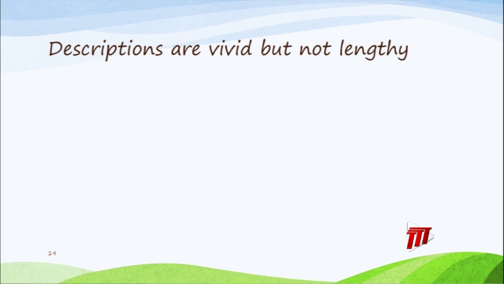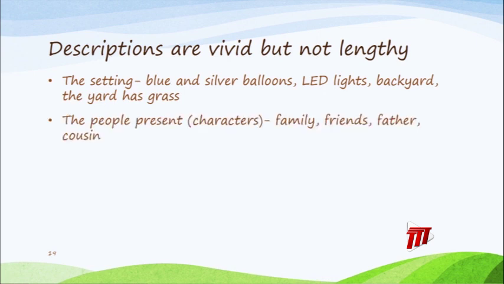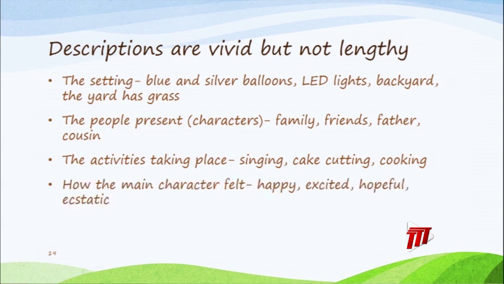Let's take a look now at the descriptions that were used in the story. The setting: the writer spoke of the blue and silver LED balloons, the lights, the backyard, and we know from reading the story that the backyard has grass. The people present: the writer spoke of the characters, the family, friends, the father, and we were even introduced to the cousin of the writer in the story. And we were also introduced to the activities that were taking place: singing, cake cutting, and cooking. We also saw how the main character felt: happy, excited, hopeful, ecstatic.